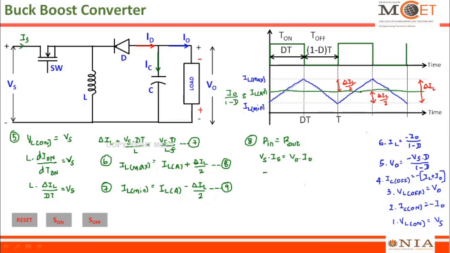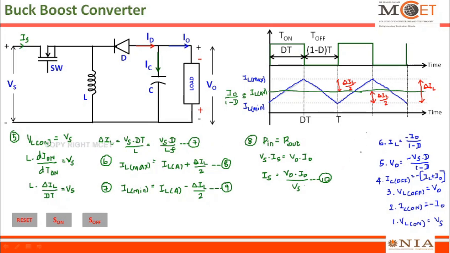From this, if I try to find the value of the supply current, it is equal to V0 into I0 by Vs. Now you can replace this V0 with expression 5 and play with this expression. Similarly, you can replace this I0 by V0 by R if the load is assumed to be resistive, and all this can be done easily by putting in the appropriate expressions. So this is the next expression of our interest, the 10th expression. So 7, 8, 9, 10.